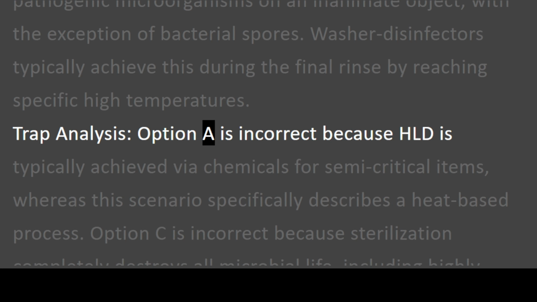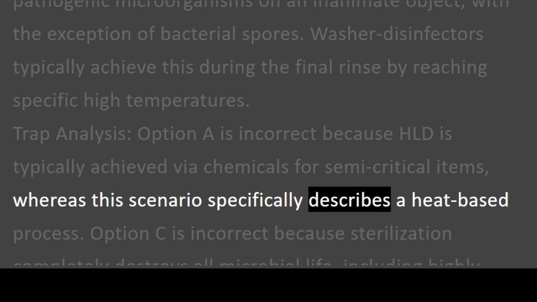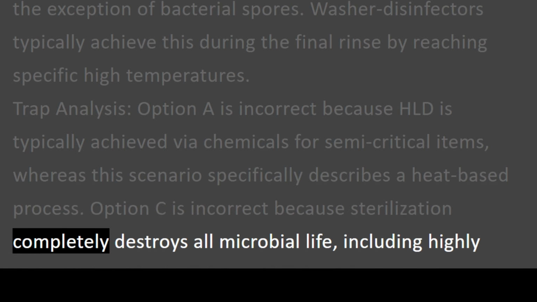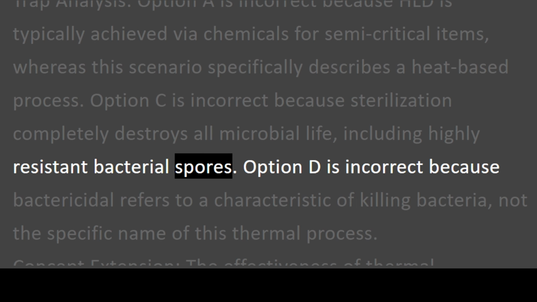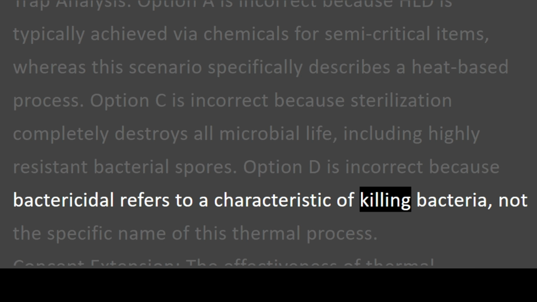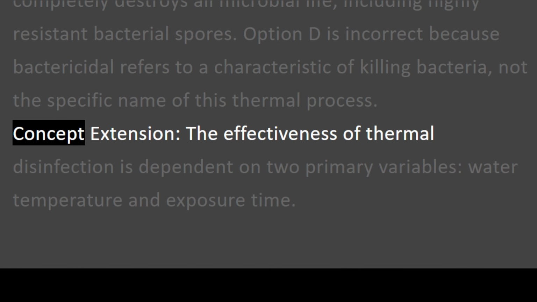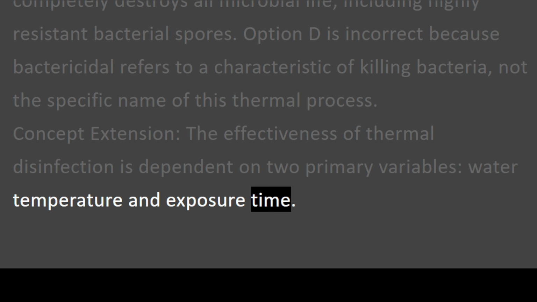Trap analysis: option A is incorrect because HLD is typically achieved via chemicals for semi-critical items, whereas this scenario specifically describes a heat-based process. Option C is incorrect because sterilization completely destroys all microbial life, including highly resistant bacterial spores. Option D is incorrect because bactericidal refers to a characteristic of killing bacteria, not the specific name of this thermal process. Concept extension: the effectiveness of thermal disinfection is dependent on two primary variables: water temperature and exposure time.